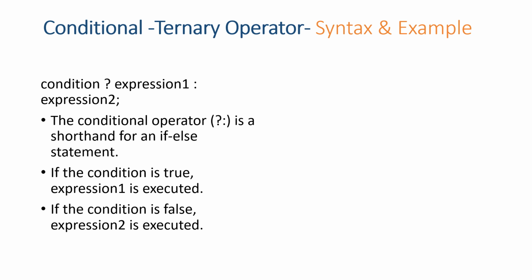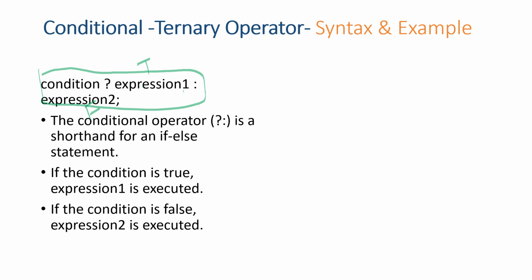And here you can see the conditional, that is the ternary operator syntax. This is the general syntax we have for the ternary operator: condition question mark expression 1 colon expression 2, and we end the statement. What it means is that the conditional operator is a shorthand form of an if else statement. If the condition is true, then expression 1 will be executed, and if the condition is false, expression 2 will be executed.